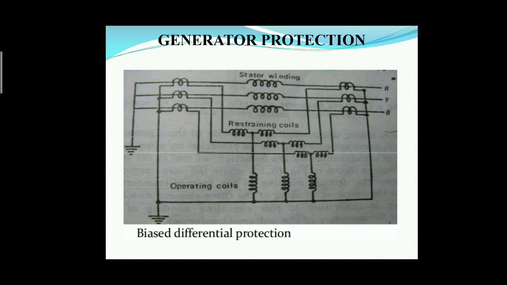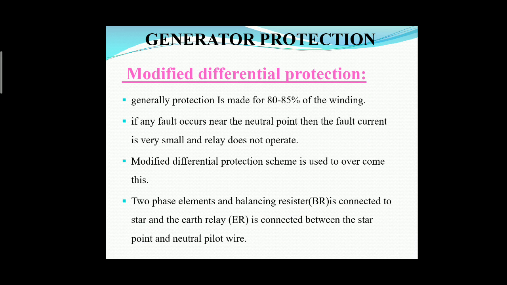Okay, this is the biased or percentage differential relay. The two torques will be developed. If the operating torque is greater than the restraining torque, then automatically the relay will operate. In the case of a biased differential protection, we also have some disadvantages. Those disadvantages can be overcome by using the modified differential protection.